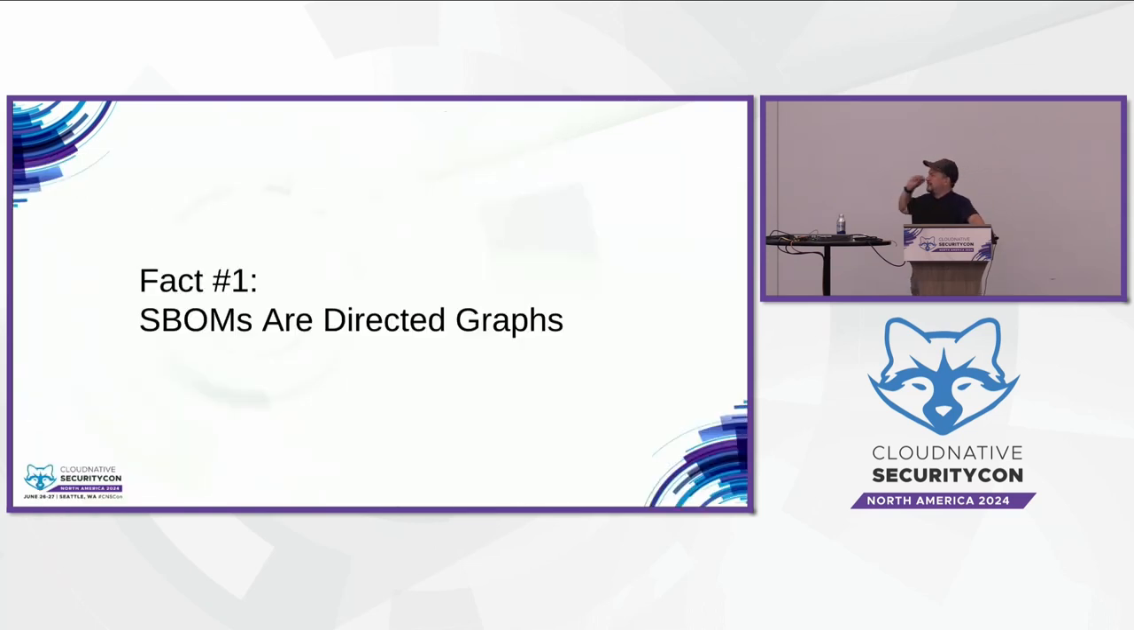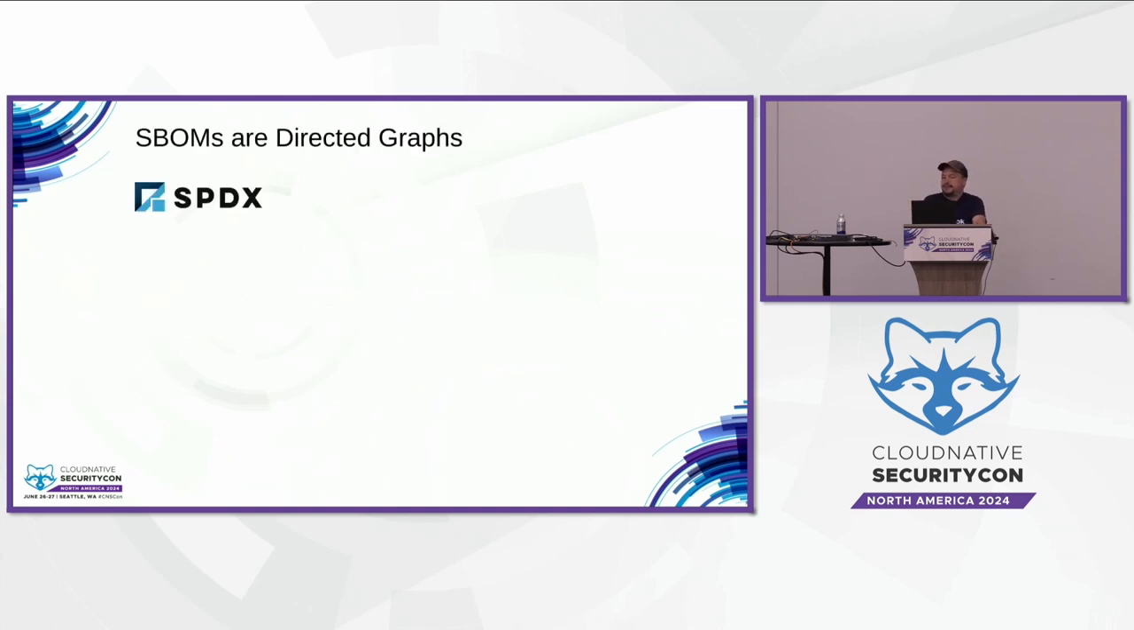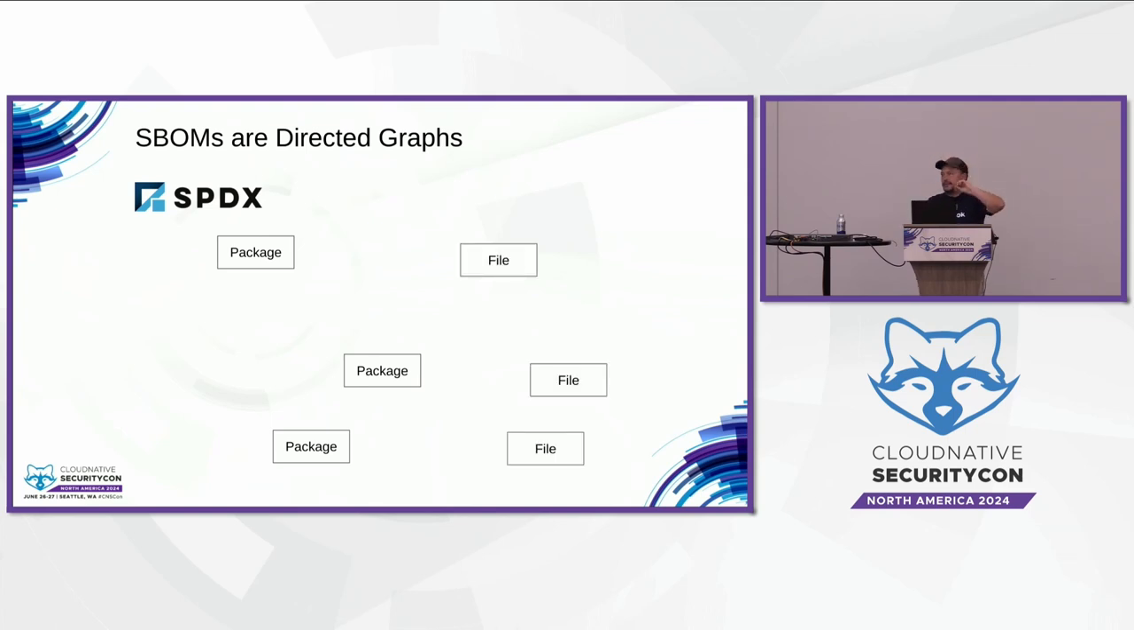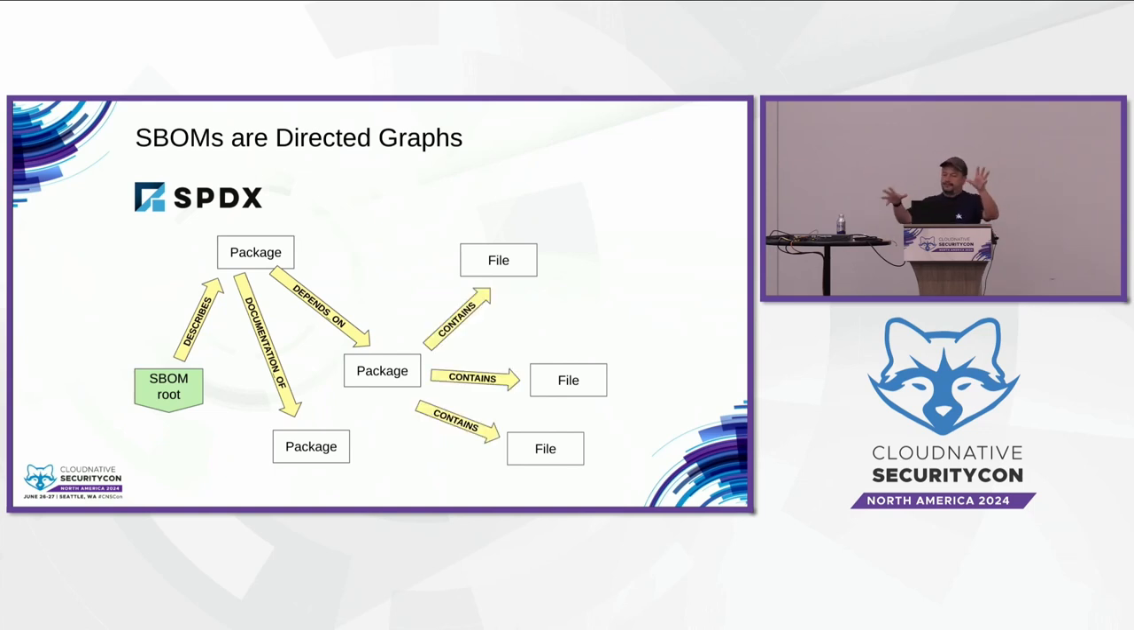So let's start diving into the technical part. The first thing to understand about all of this is that SBOMs are graphs. In fact, they're directed graphs. If you take, for example, an SPDX SBOM, you will have a bunch of packages and a bunch of files, and if you start traversing the SBOM at the SBOM root, that root is linked via relationships to the packages that form nodes, and also to the files that also function as nodes in the graph. And those relationships, which are typed, form the edges of the graph.